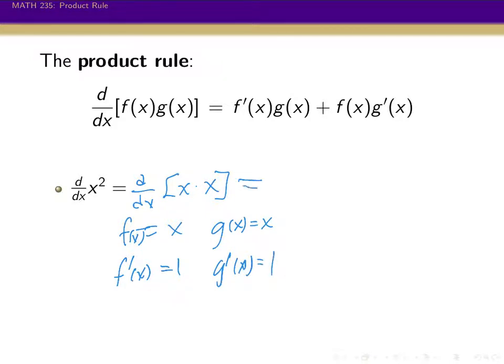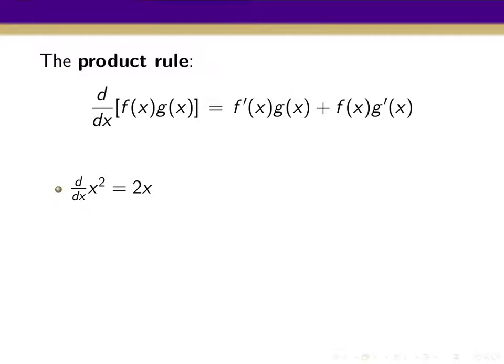And so if we wanted to take the derivative of x times x, well, this would be f prime g plus fg prime. f prime is 1 times x, plus f is x, g prime is 1, and so we end up with x plus x, which equals 2x. So this is exactly the same thing that we got using the limit definition for the derivative of x squared. So the product rule works. Okay, so we get, same as before, the derivative of x squared equals 2x.